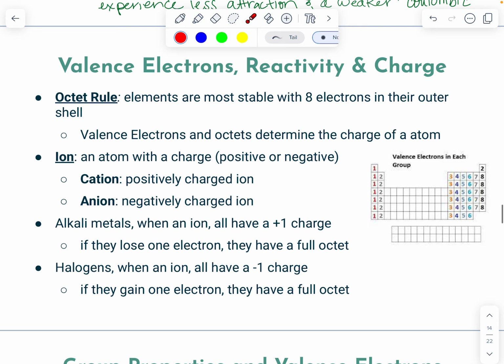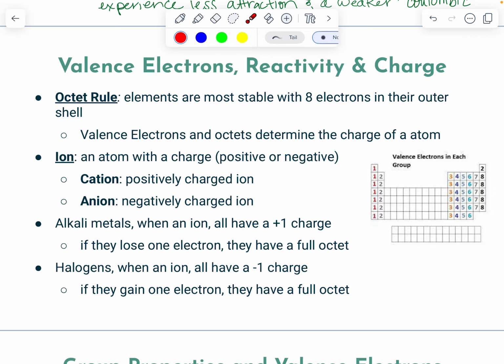All right, moving on, we're going to talk about reactivity a little bit. So the octet rule: elements are most stable with 8 electrons in their outer shell. We are going to use this when we talk about reactivity. And this is also why, when we've seen charges of atoms, it's been to fill an octet or empty an octet, because it's the valence electrons and that octet rule that determine the charge of an atom or of a charged particle. So remembering our definitions of ions.